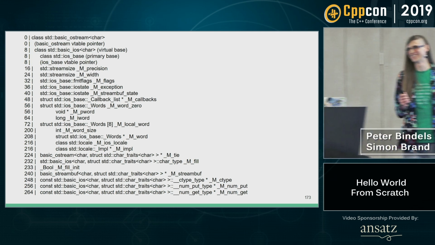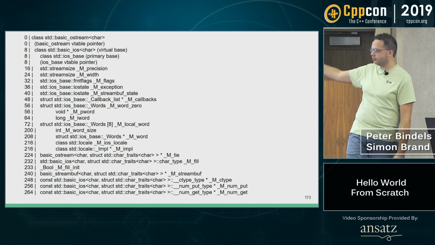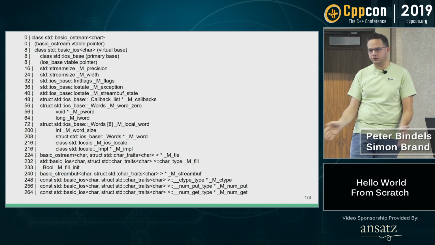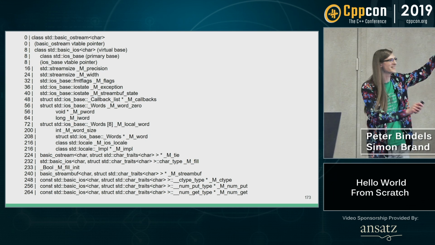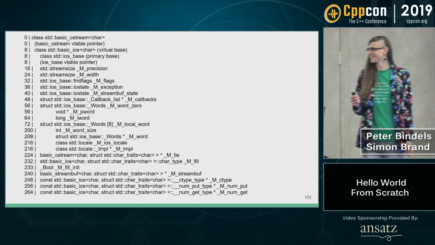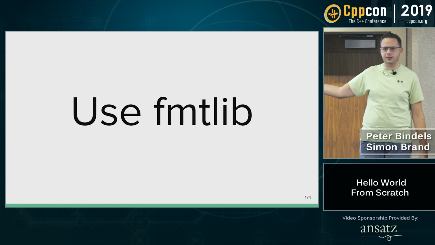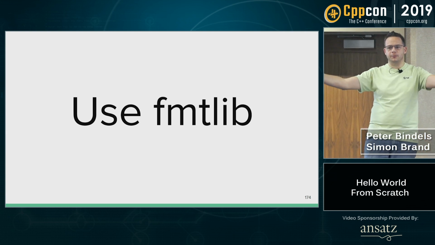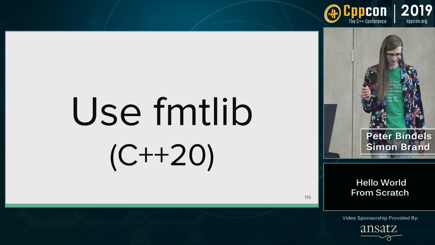This is your cout object as the compiler sees it. And you'll notice there's virtual bases, there's a whole lot of complexity in this, stream buffers, locales. Yeesh. Don't try and read it. It's just a mess. Not just reading it, just don't use it, because we have something way better. We have format lib. So use format lib. Yeah, it's in C++20. Look into it, it's nice. We'll call it std::format.